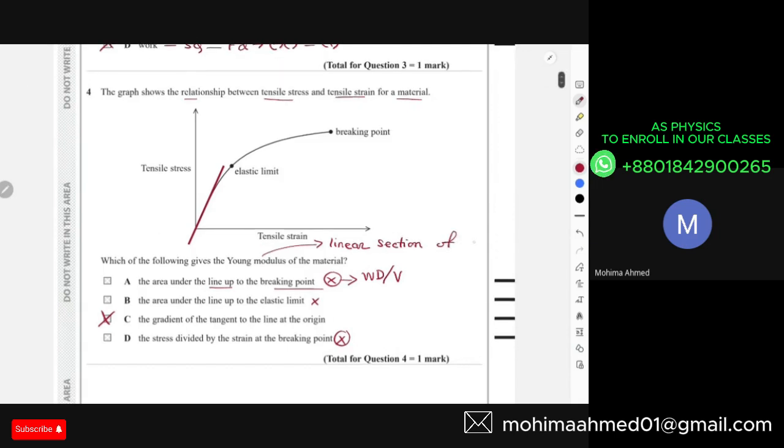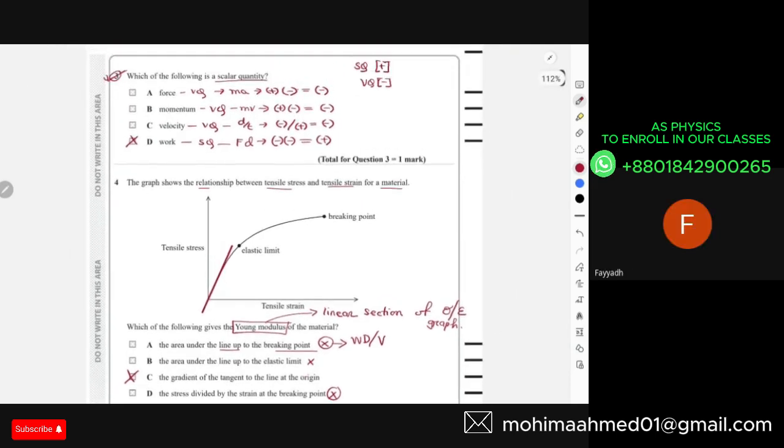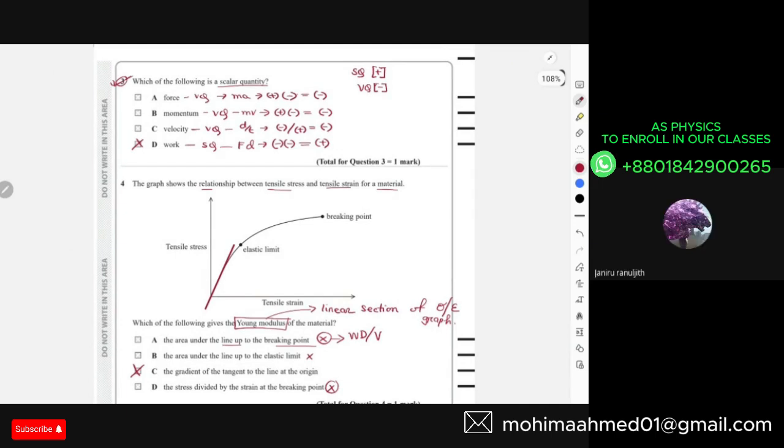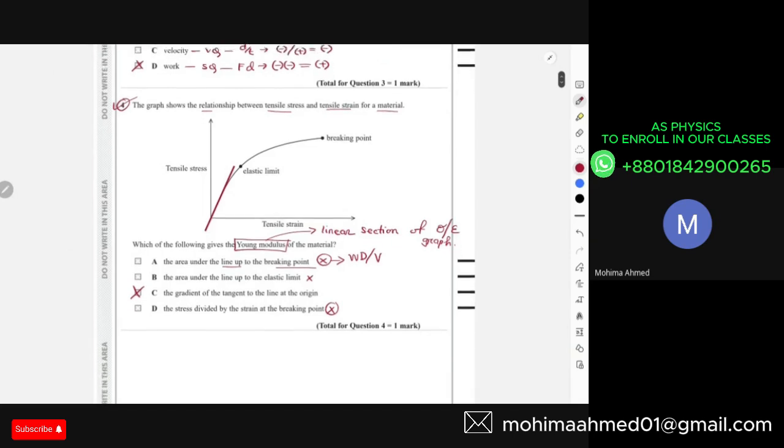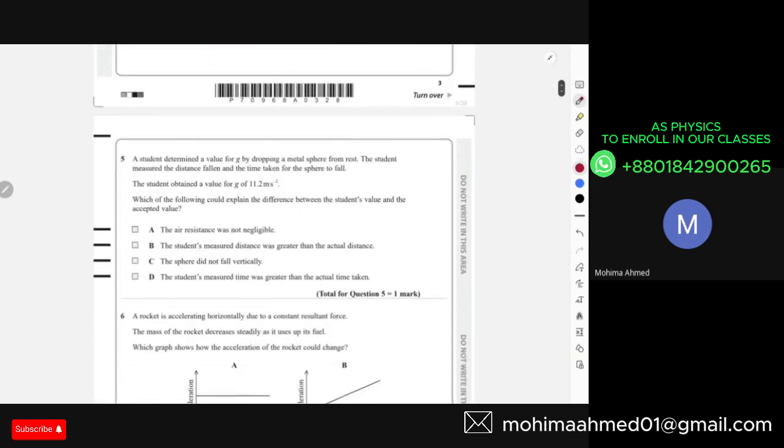Linear section of stress against strain graph. Any question from this part? No, miss. No, teacher. Okay, so we're done with question 4 also. Then we'll move on to question 5.